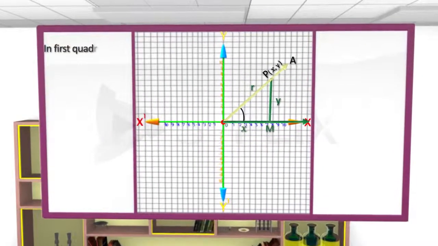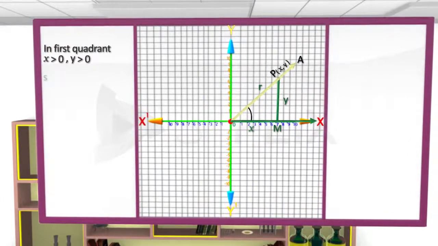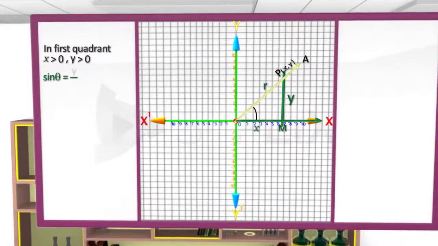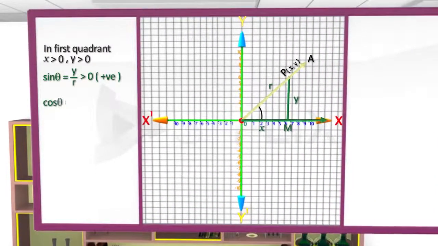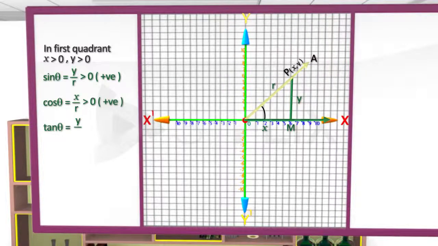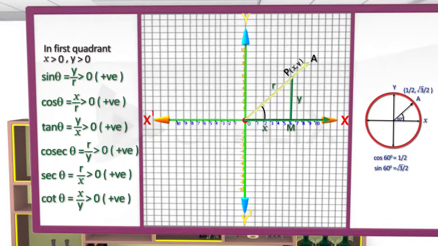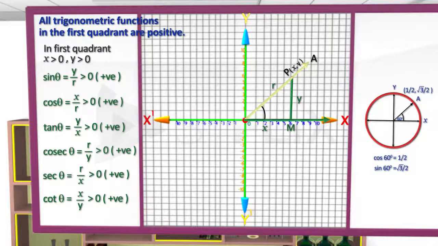In the first quadrant, x is greater than 0 and y is greater than 0. Therefore, sin theta is equal to y by r, which is greater than 0. Cos theta is equal to x by r, greater than 0. Tan theta is equal to y by x, greater than 0. Cosecant theta is equal to r by y, greater than 0. Secant theta is equal to r by x, greater than 0. And cot theta is equal to x by y, which is also greater than 0. So as you can see, all trigonometric functions in the first quadrant are positive.